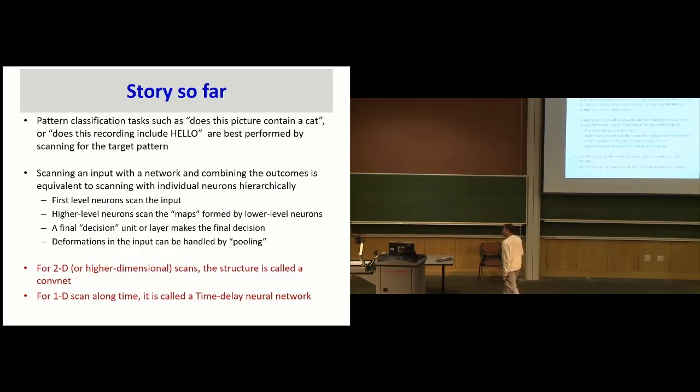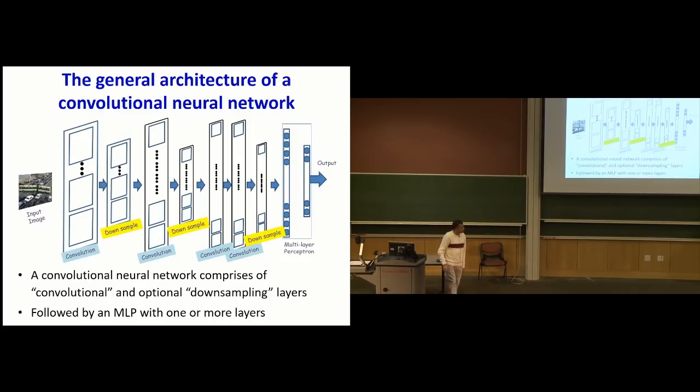And some level of deformation in the input can be handled by pooling. For two-dimensional and higher-dimensional scans, the structure we said was a convolutional network, and for a 1D scan a long time ago, this was a time delay neural network. So here was the general architecture of the network that we saw.